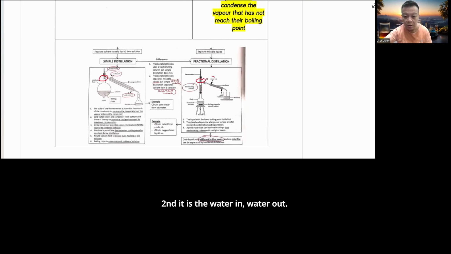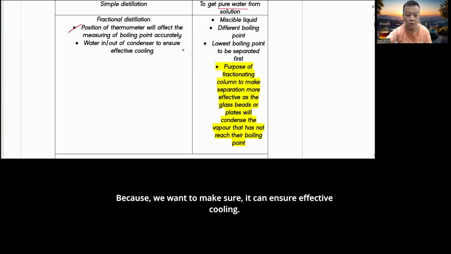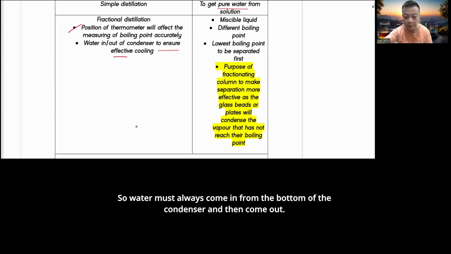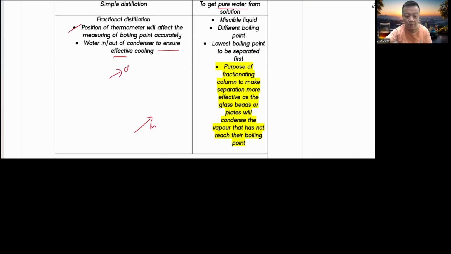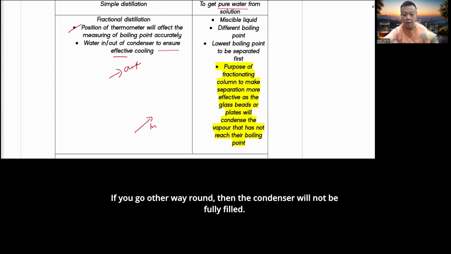Second, it is the water in, water out. Similarly, here the water in, water out is very standard, because we want to ensure effective cooling. So water must always come in from the bottom of the condenser and then come out, to make sure that the condenser is fully filled with cold water, so that it is cold enough to have effective cooling. If you go the other way around, the condenser will not be fully filled.